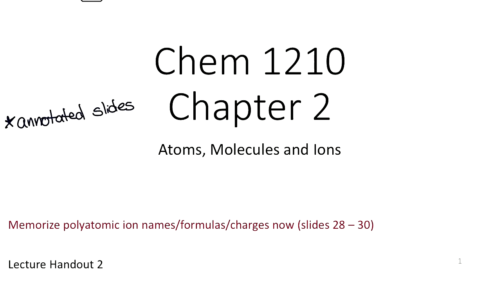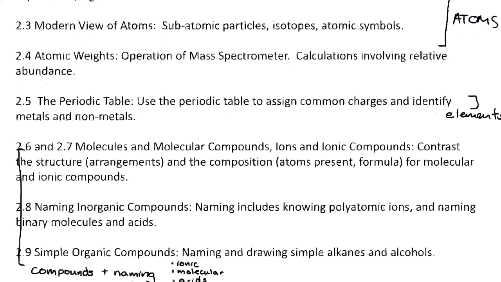All right, I'll point out there's some things to memorize in this chapter, particularly the ion names, formulas, and charges. So it's on slide about 30. So do memorize those now over the weekend because we're gonna hash those out next week and I'm gonna assume you know them all. All right, so what are we gonna talk about?